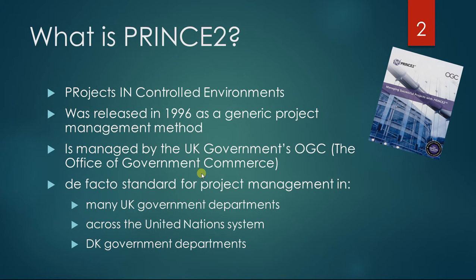So what is PRINCE2? It's an acronym for Projects in Controlled Environments. It was released in the last century, and it's produced in the UK by an organization called OGC, and it's used in a lot of places, especially in the UK. It's used for what it was designed for, UK government departments, but it's also used in the United Nations. And I come from Denmark, and I know that it's used in a lot of government departments in Denmark, and it's also used in private companies.